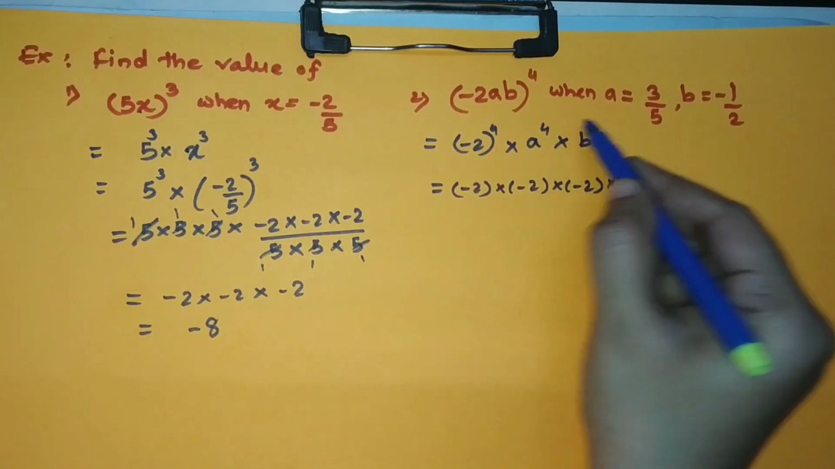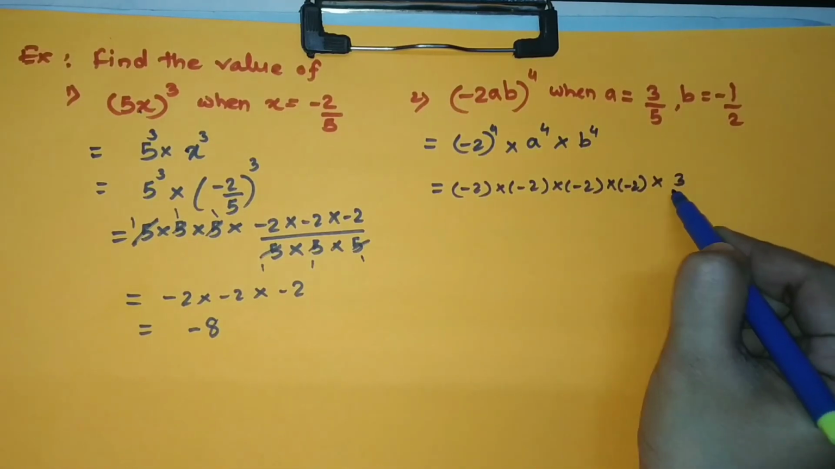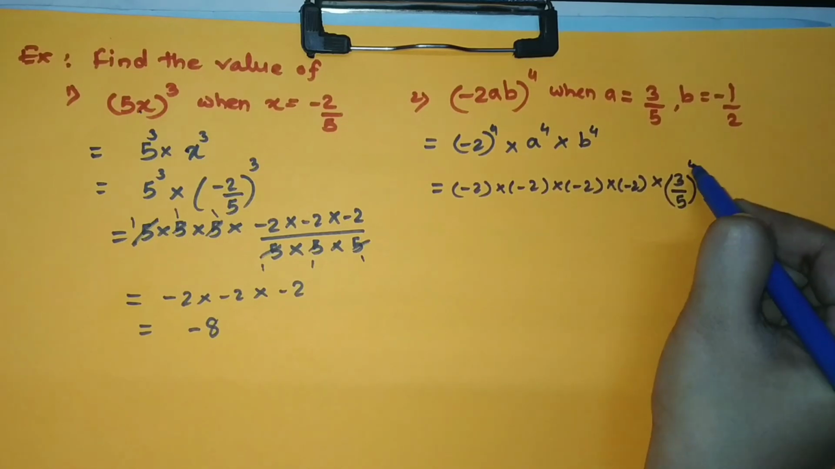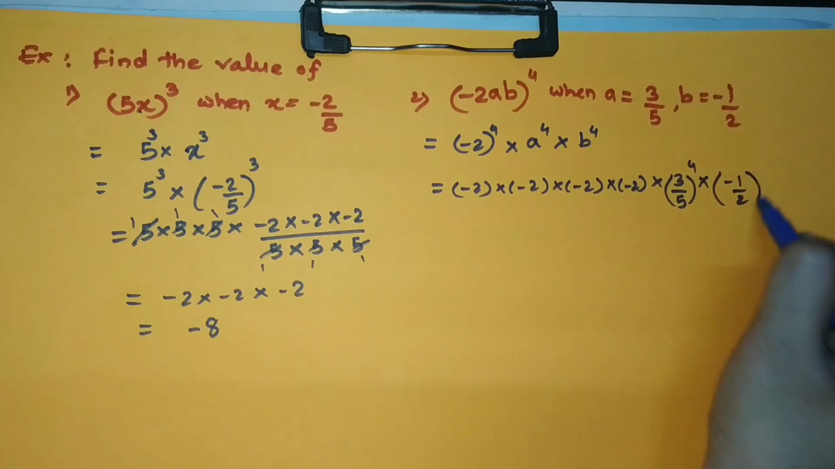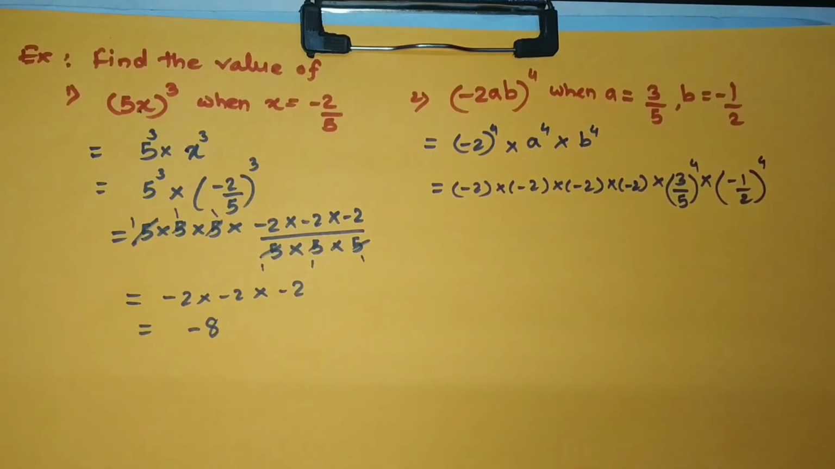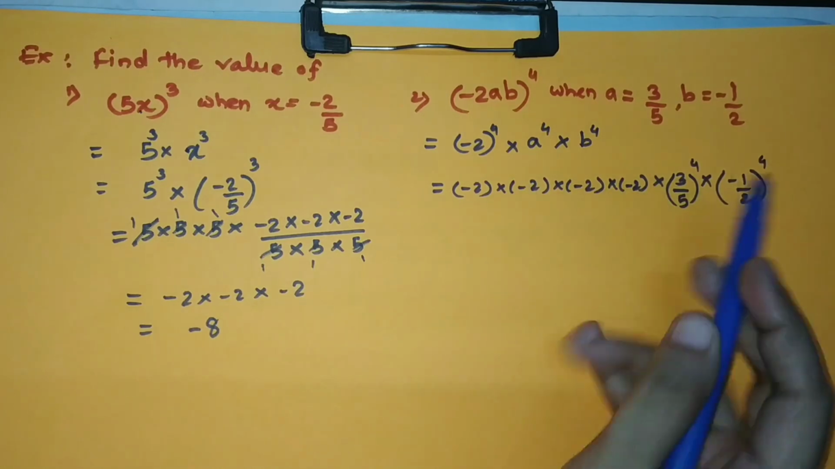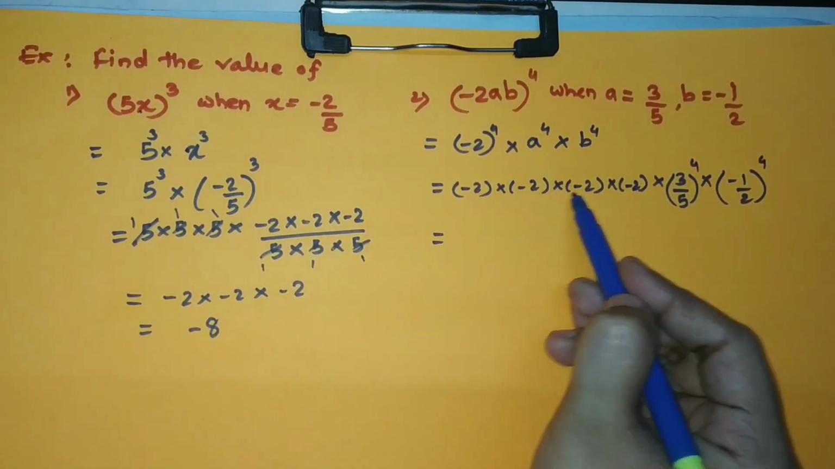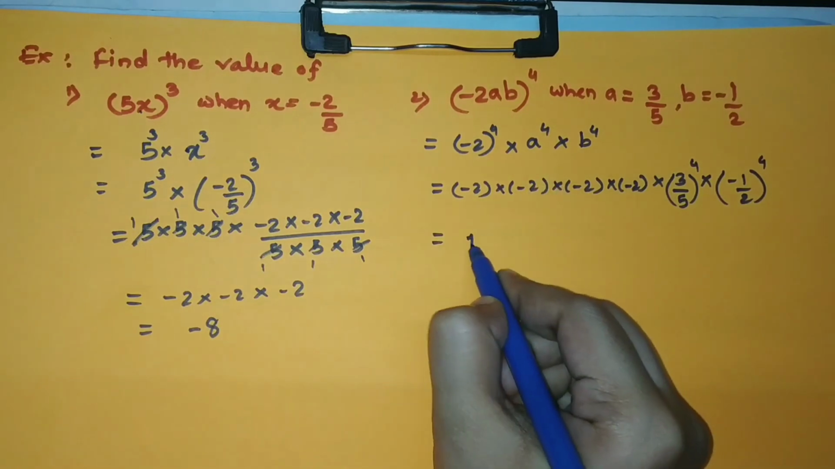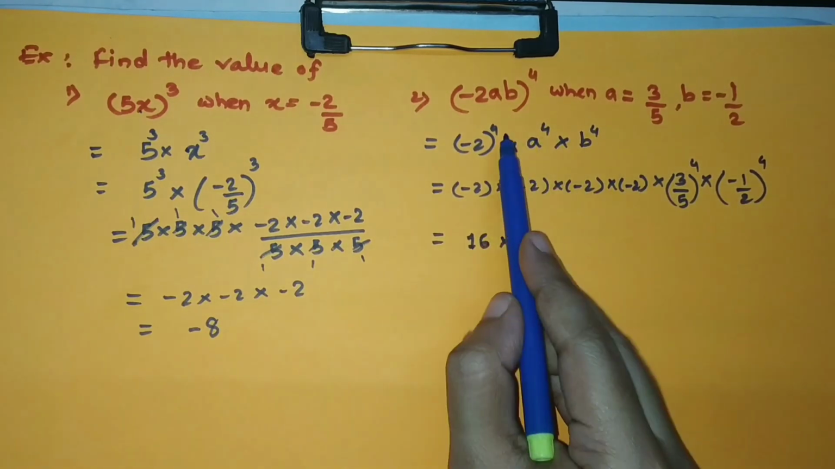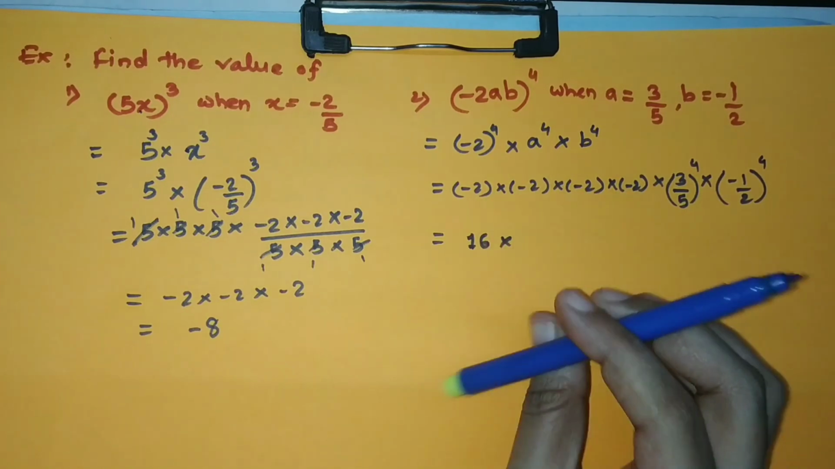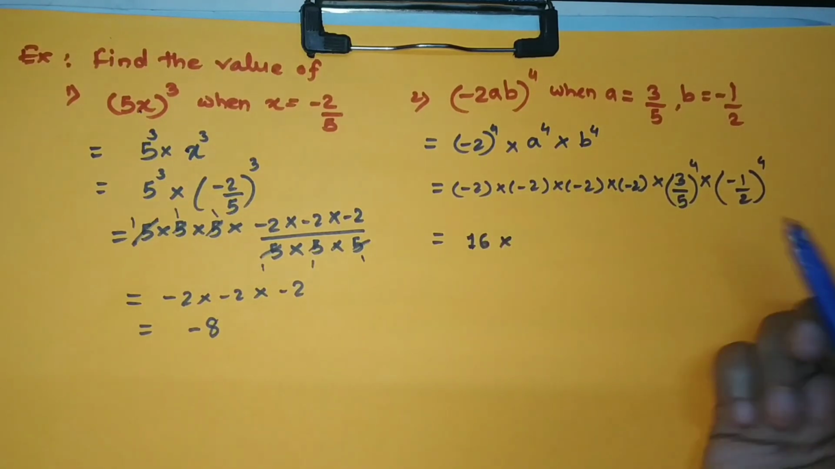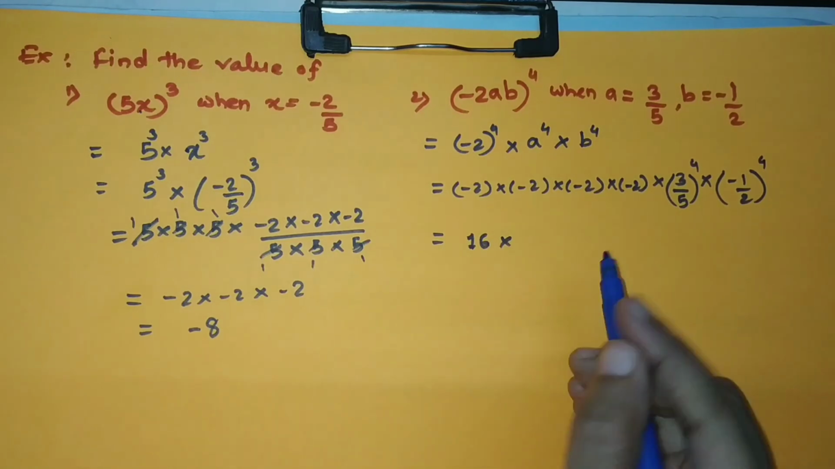A to the power 4 means this a's value is 3 by 5, so 3 by 5 to the power 4. B to the power 4 means minus 1 by 2 to the power 4. You can write it like this. Now you can work it out: 2 twos are 4, 4 twos are 8, 8 twos are 16, and that 16 will be positive 16. Why? Because here the negative sign is multiplying 4 times: 1, 2, 3, 4, and 4 is an even number. So if the minus sign is multiplied an even number of times, the product will be positive.